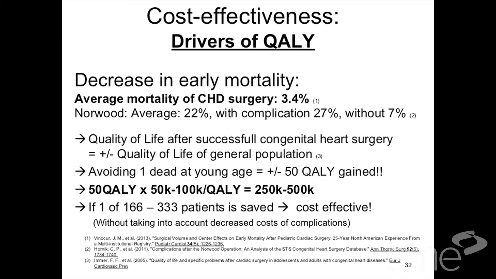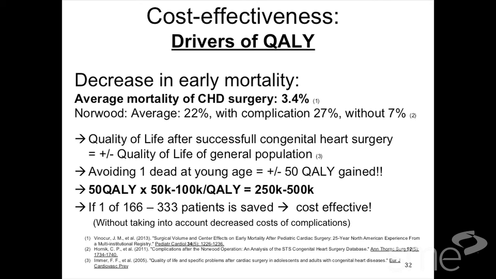We have been talking about complications now, but there is one driver that is quite important as well, and that's mortality. Average mortality of congenital heart surgery is quite high. It's 3.4% in an average procedure, and with complex procedures, it's even higher. We found in the literature that the quality of life after congenital heart surgery is approximately the same as the general population. And if we can save one young life, then we can estimate that we are generating approximately 50 QALYs.